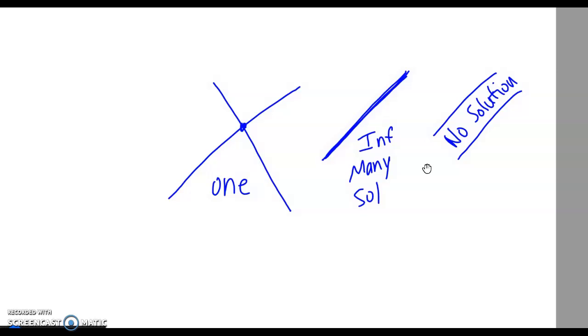So this is the graphing method. Over the next 2 days, we'll look at the elimination method and the substitution method.